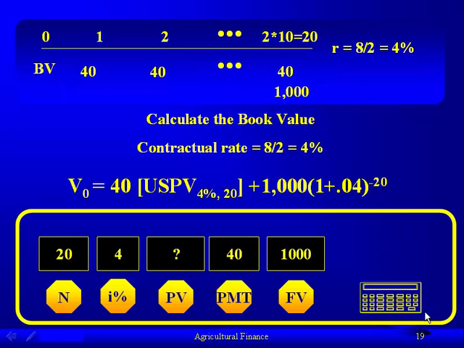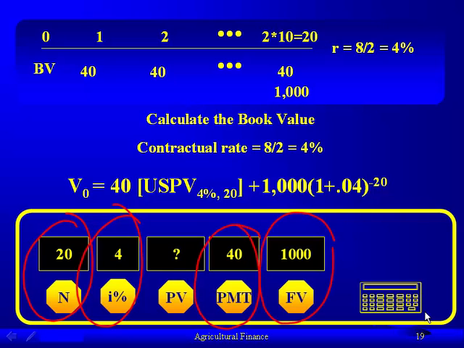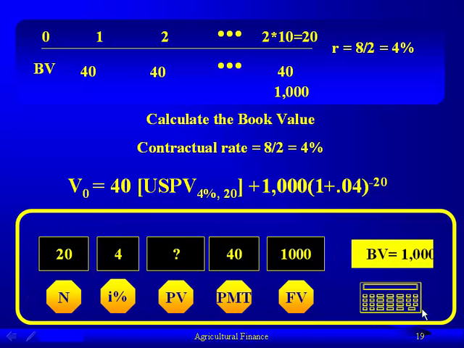Okay, if we look at this, we put 20 in, a 4% I, a $40 payment, and a $1,000 future value. Now you can put the 40 as negative and the 1,000 as negative. That's okay. And you'll get a positive answer when you do the present value. Or you can put them in as the two positive or the two negative, but don't mix them, because these are both cash inflows. And the answer comes up to be $1,000. Unless you're doing funny things with the bonds, that will always be the case.